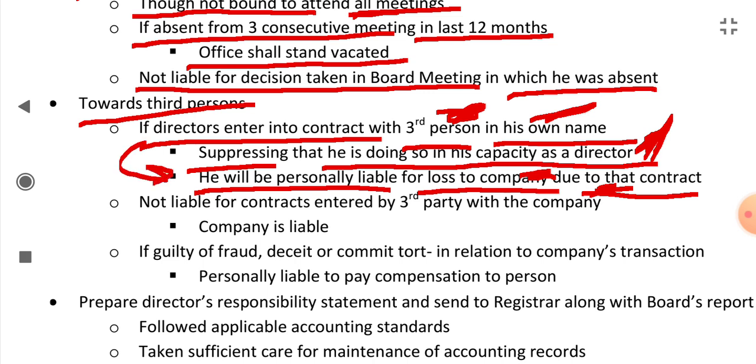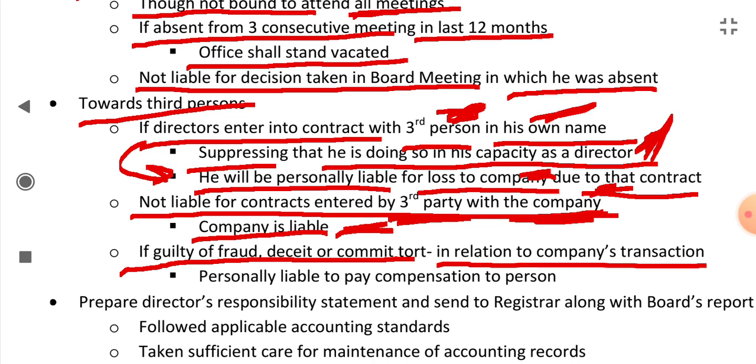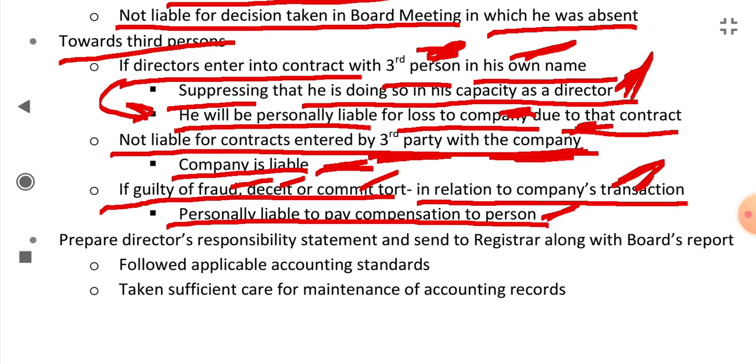liable for that loss. Not liable for contracts entered into by a third party with the company. If the third party is doing the contract with the company, in that case the company is liable, the director is not liable. If guilty of fraud, deceit, or commits tort in relation to the company's transactions, he will be personally liable to pay compensation to the person. Okay, if he is guilty of any fraud, deceit, or commits any tort in relation to the company's transaction, he will be personally liable to compensate the person who has that loss.